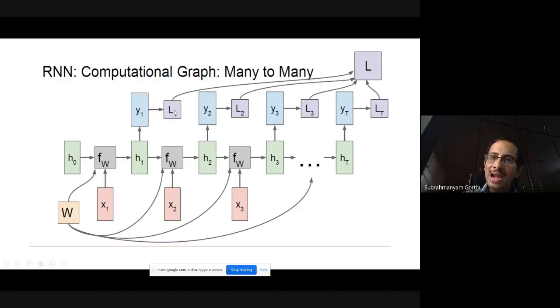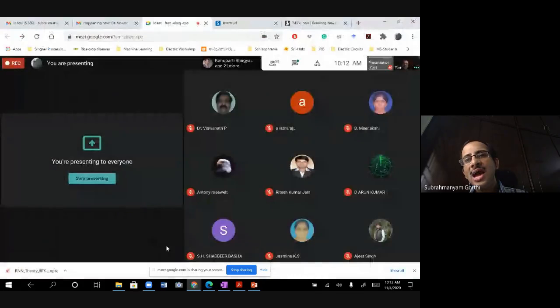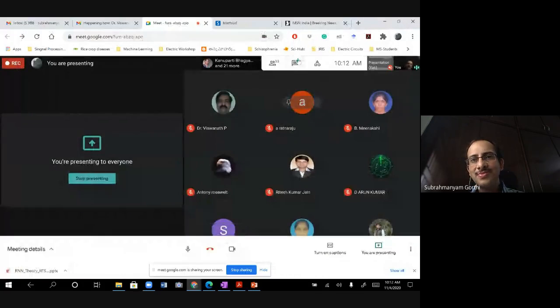And how do we learn? Through the loss function that comes at the output layers of each of the states T0, T1, and so on. I request any discussion at this point of time, and if we have no questions, we will move on.